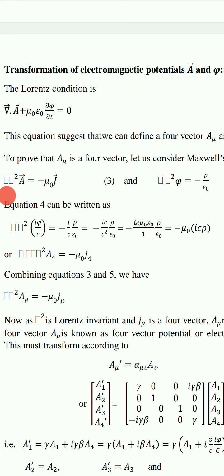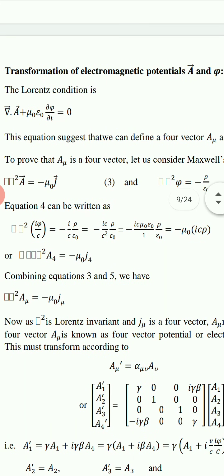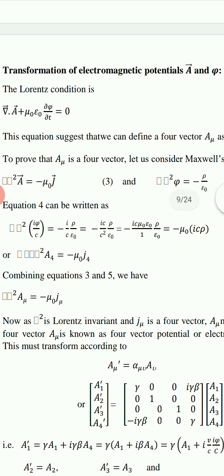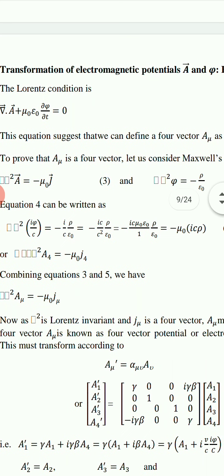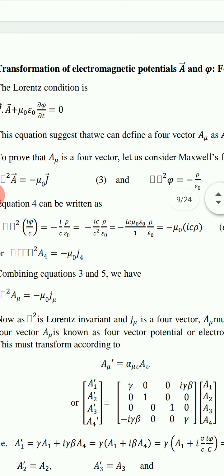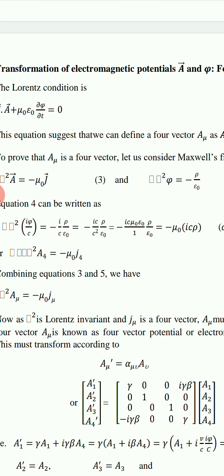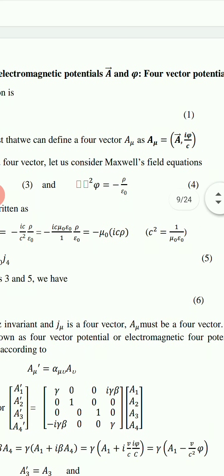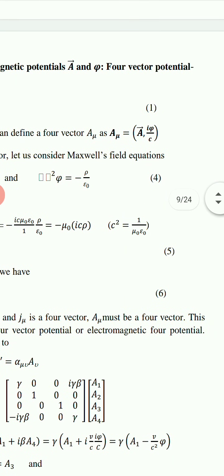Today's topic is transformation of electromagnetic vector potential A and scalar potential phi. Transformation of electromagnetic potentials A and phi. A is vector potential and phi is scalar potential. And we will define 4 vector potential.